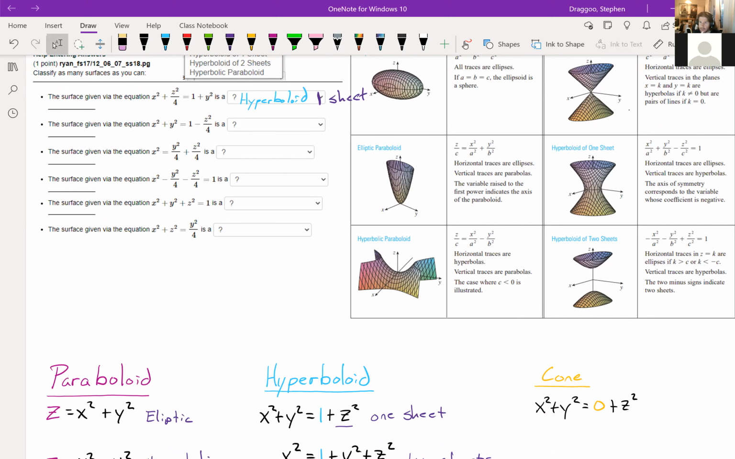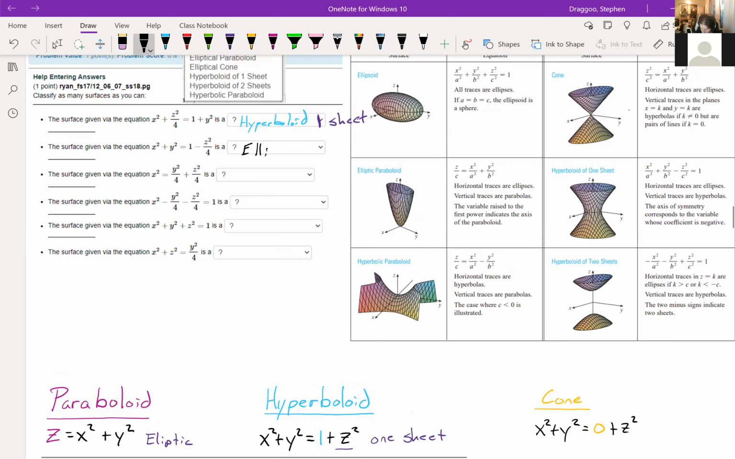Looking at the second one down, x squared plus y squared equals 1 minus z squared. If I add that z squared back over to the left side, I will have 3 positive terms equals 1, which must be an ellipsoid. Because it looks pretty similar to an equation for a sphere, with an extra coefficient in it. How the heck do you spell ellipsoid? Ellipsoid? Probably close enough.